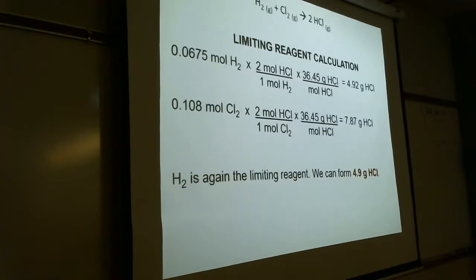Now we're going to do the limiting reagent calculation. Mole ratio is 2 to 1 for both of them. So then all I have to do is convert to grams. Rounding our final answer to 2 sig figs, 4.9 grams is the final answer.